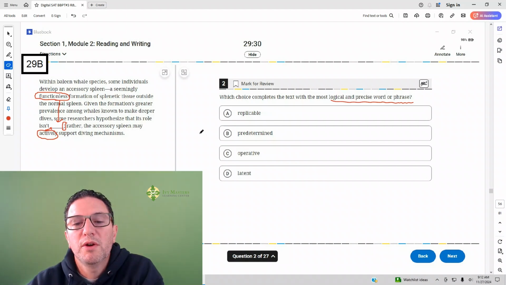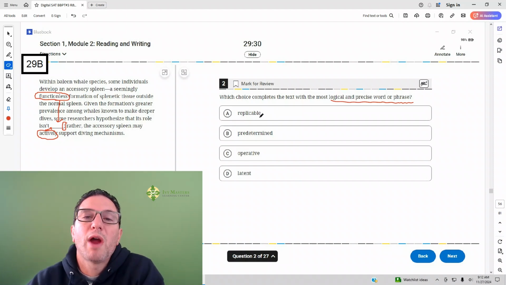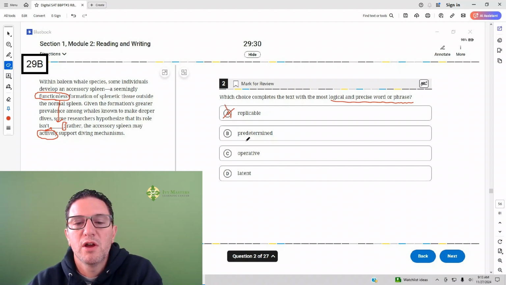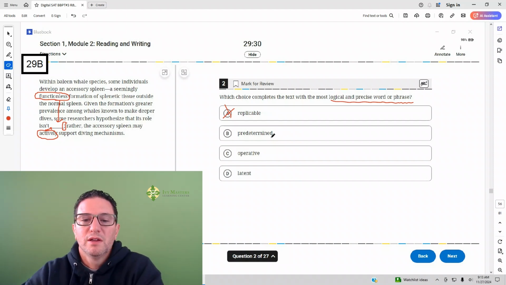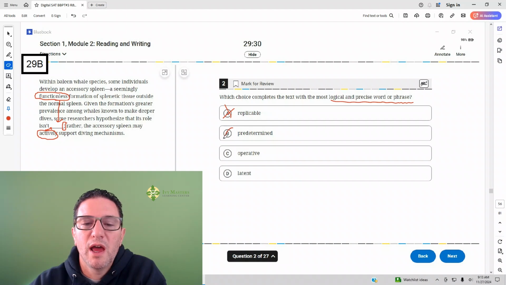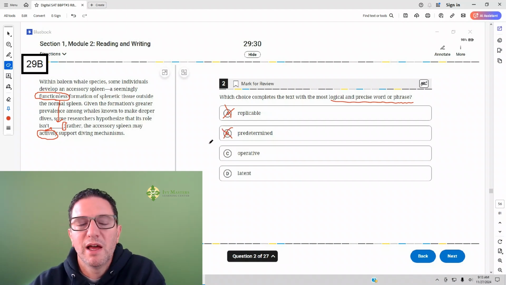Functionless. So when we go to the answers, replicable means it's able to be replicated or reproduced. Like you have another one. That doesn't have to do with what we're talking about here. Predetermined just means to be determined beforehand. Like your fate is sealed. What happens in the future is locked in, and you can't change it. Not correct either.